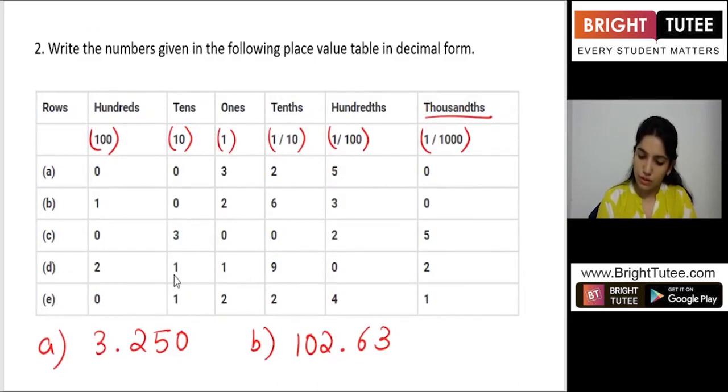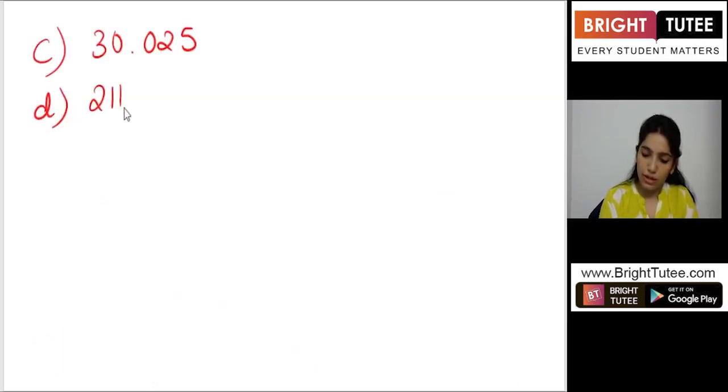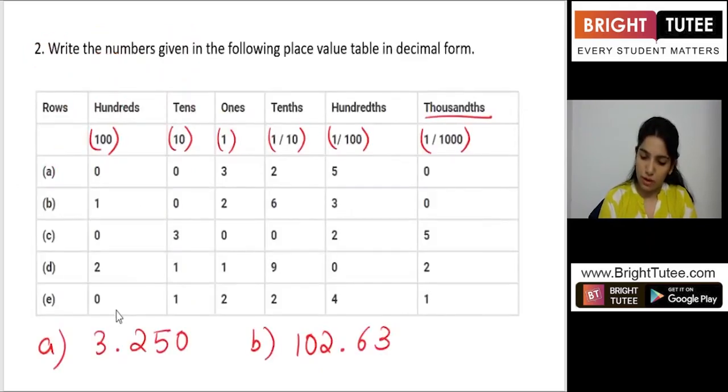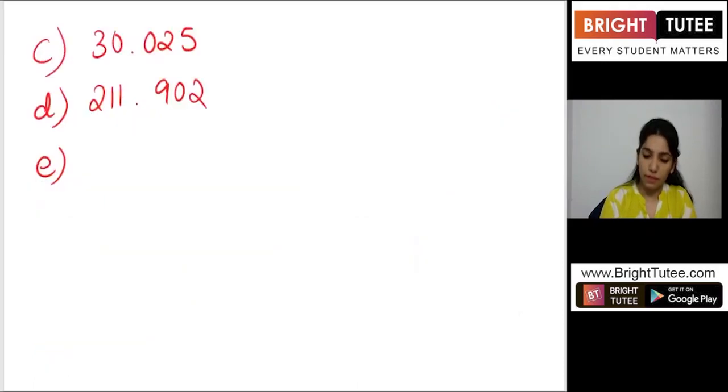Let's do the D part. It is 211.902. Moving to the next part, that is the last one. We have nothing at the hundreds place. We have got 1 at the tens place, 2 at the ones place, then 2 at the tenths place, 4 at the hundredths and 1 at the thousandths place. So it is 12.241.